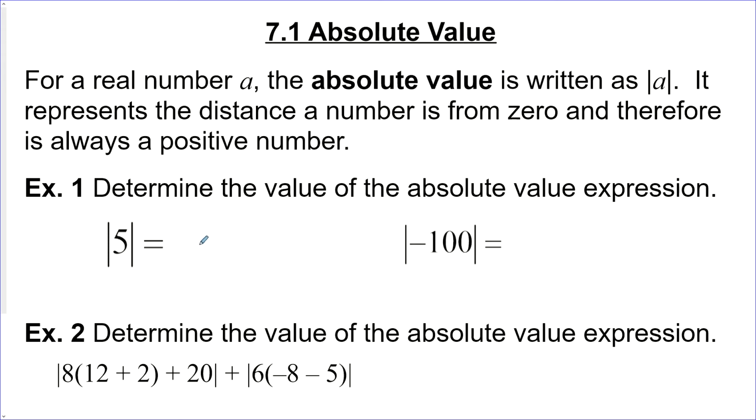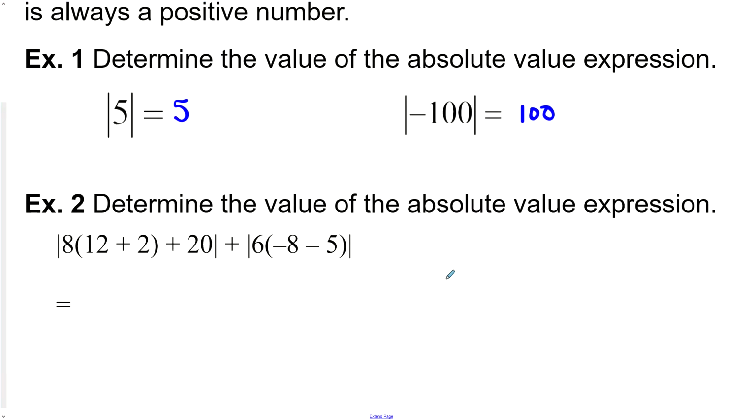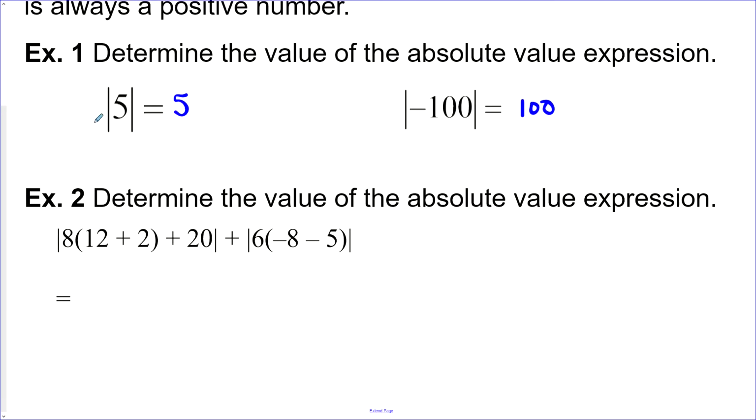Determine the value of the absolute value expression. The absolute value of 5 is 5, because 5 is 5 units from 0. The absolute value of negative 100 is 100, because negative 100 is 100 units away from 0. Of course, they won't always be this easy. Determine the value of the absolute value expression.